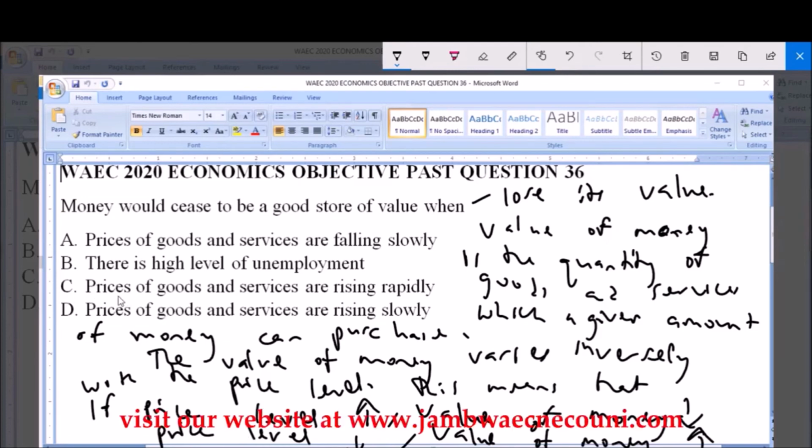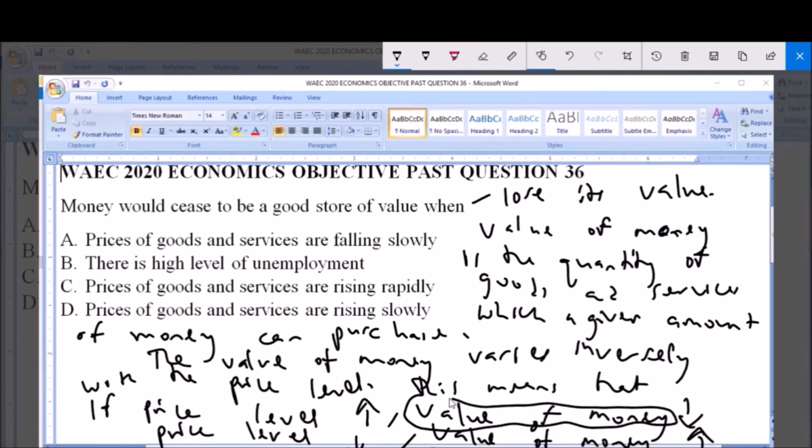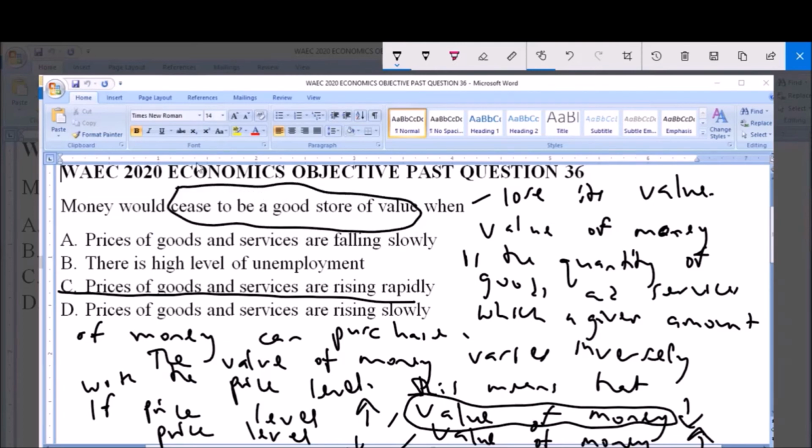Now, option C here says prices of goods and services are rising rapidly. If the prices of goods and services are rising rapidly, that means the same amount of money that would have bought a particular quantity of goods will no longer be able to purchase that same quantity of goods. So that means the value of money will decrease. So option C, prices of goods and services are rising rapidly, will be one of the reasons when money will lose its value and hence will cease to be a good store of value. So as we have established, option C is the correct answer to this question.